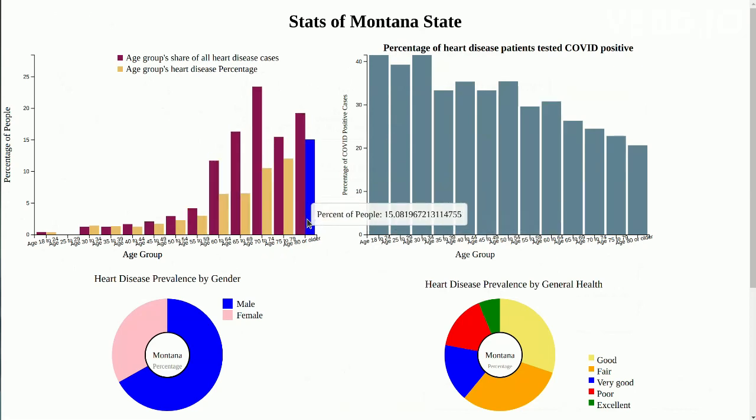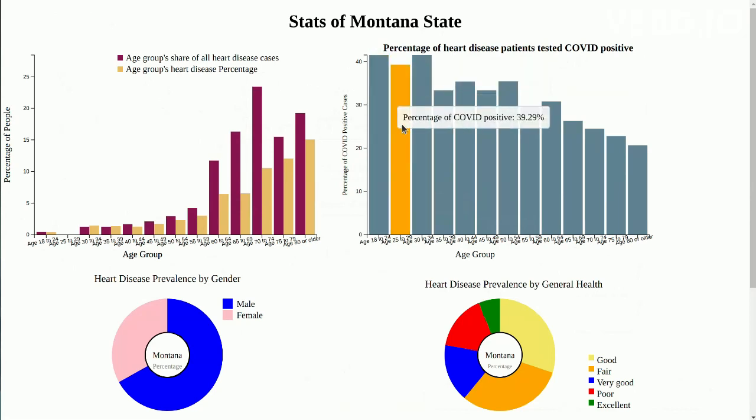Next visualization is the bar graph. It shows the percentage of heart disease patients who tested COVID positive against each group. On hovering, we'll get the corresponding percentage of COVID positive people.